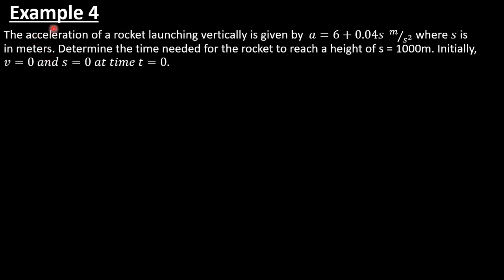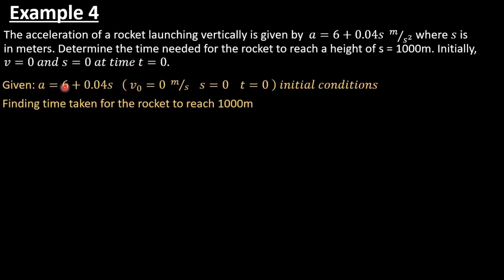Okay, so let's have a look at example 4. The question reads: the acceleration of a rocket launching vertically is given by a equals 6 plus 0.04s in meters per second squared, where s is in meters. Determine the time needed for the rocket to reach a height of s equals 1000 meters. Initially v equals 0 and s equals 0 at time t equals 0.